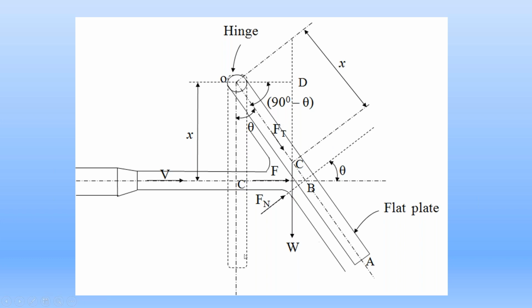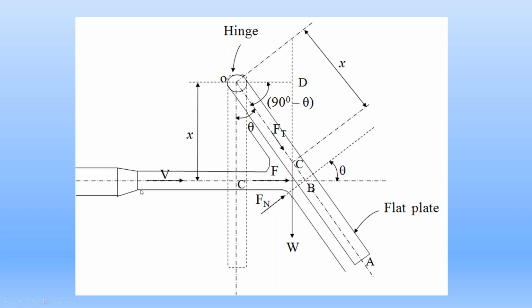So here, initially the metal plate is vertical. The hinged metal plate is vertical, but it is subjected to the impact of a horizontal water jet. We know that when the water jet strikes the metal plate, the water jet applies a horizontal force on the metal plate.